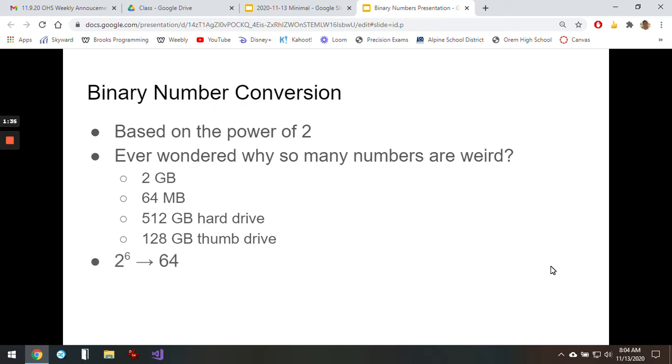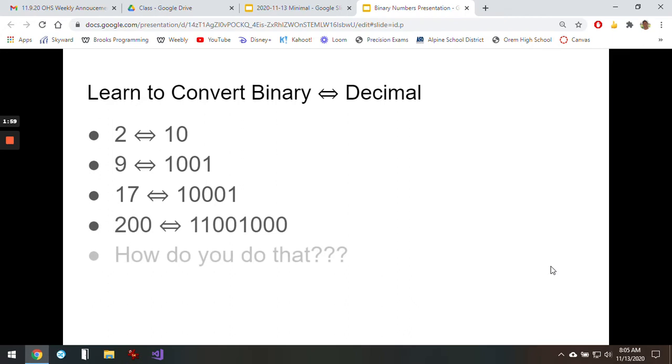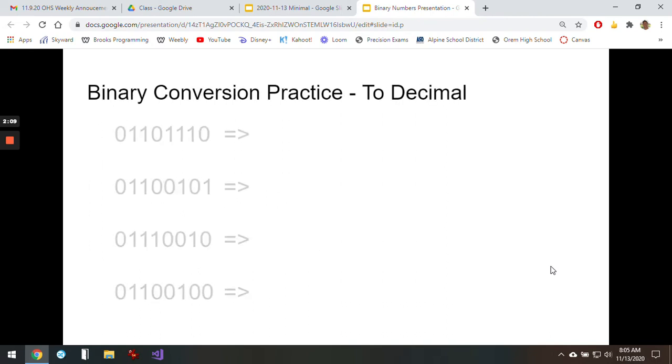This is the most math-intensive part of the class. You just wrote your looping calculator. 2 to the 6th is 64. 2 to the 9th is 512. So when we're converting binary to decimal, we're going to learn how decimal number 2 in binary is 10, and a few of these others. Like 200 is 11001000. We're going to talk about how to do that.